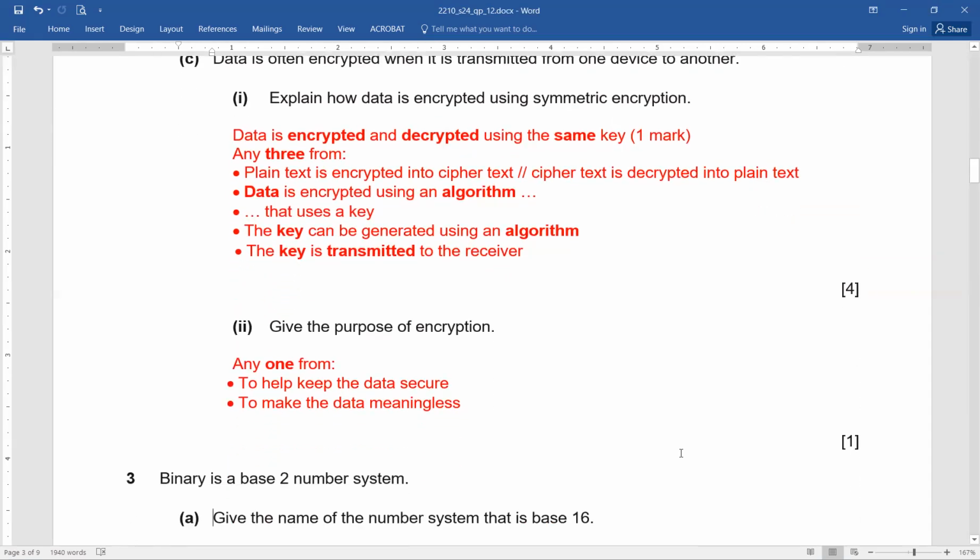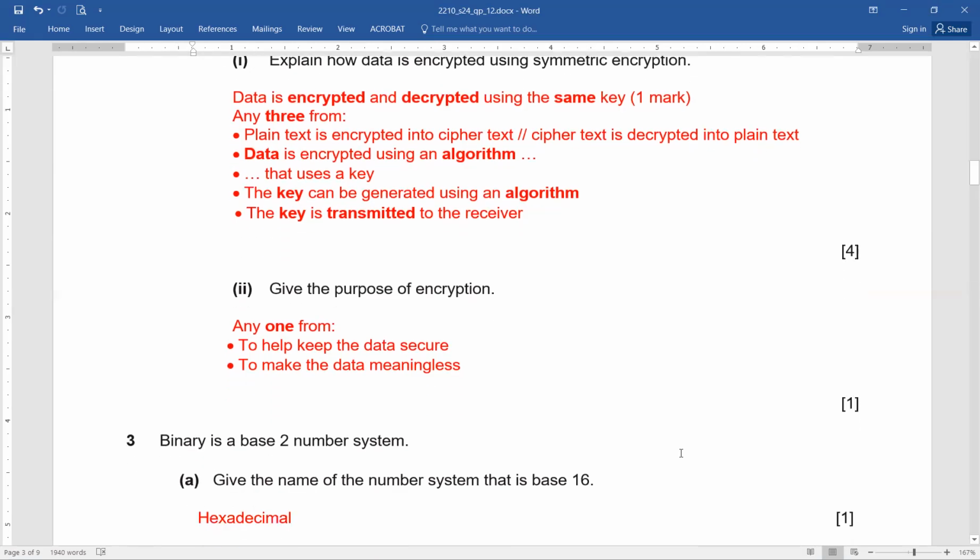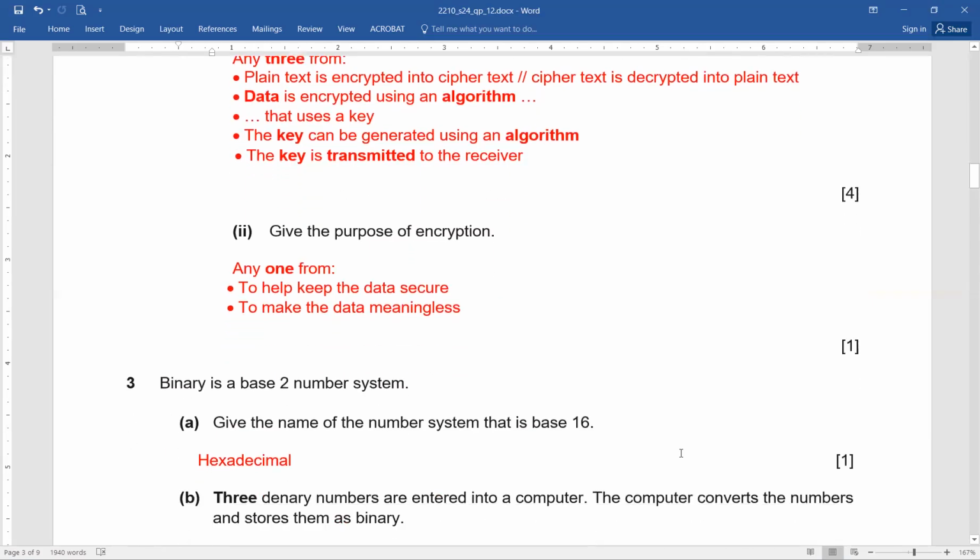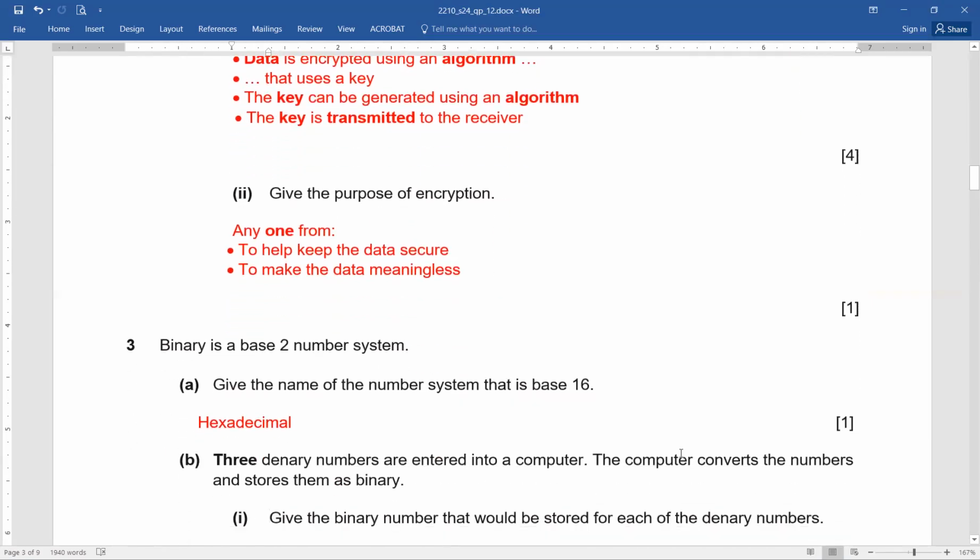Now, binary is question number 3. Binary is a base 2 number system. Give the name of the number system that is base 16. That's great. Wonderful. It's hexadecimal. We know it. Now, part B.